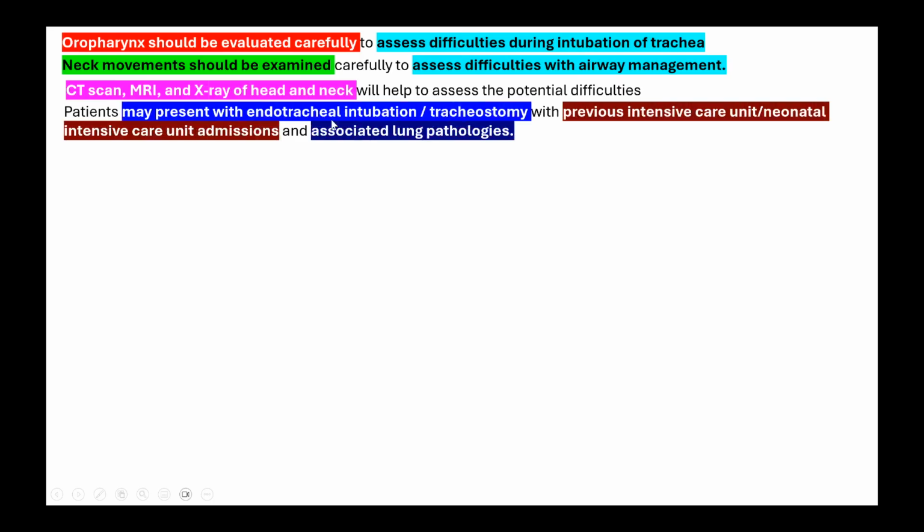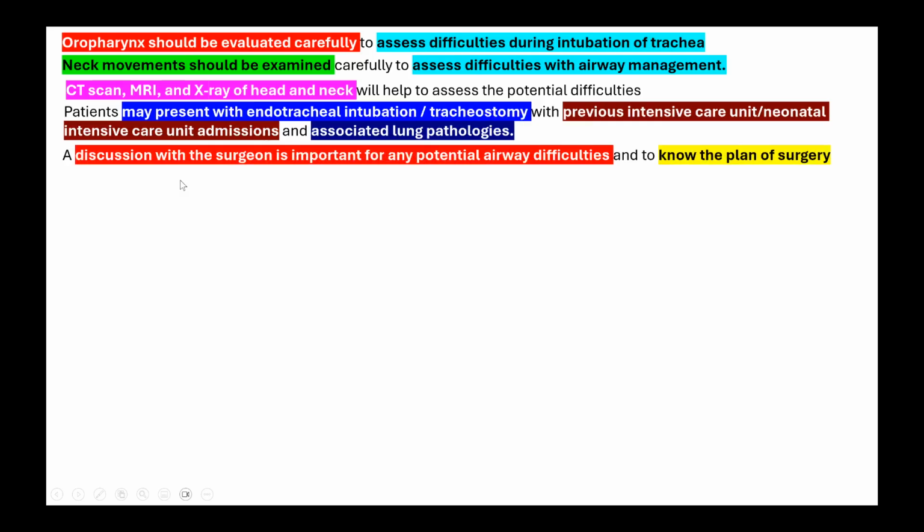And patient may present with an endotracheal tube intubation or a tracheostomy, a large lesion which has already started obstructing the airway. Sometimes they do a tracheostomy and patients may come to you with a tracheostomy or previous intensive care admission, especially the newborn with congenital pathologies in the vocal region or laryngeal region, they might have been treated in the ICU. And the discussion with the surgeon is very, very important for any potential airway difficulties.